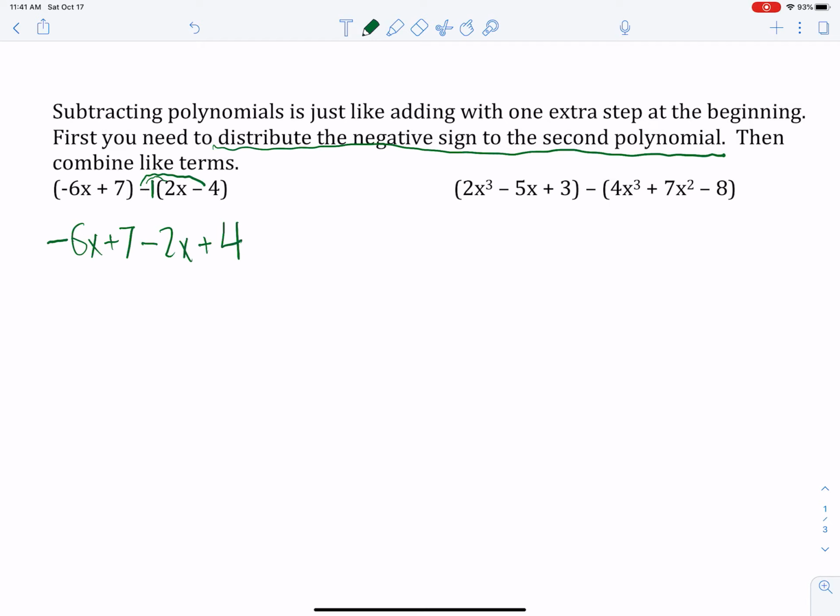Now we combine like terms. Negative 6x minus 2x, we have negative 8x. 7 plus 4, we have plus 11. Let's take a look at another one.